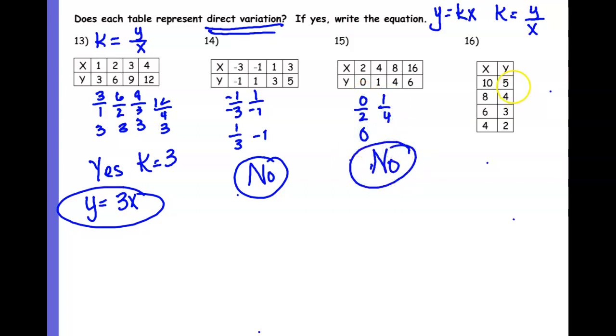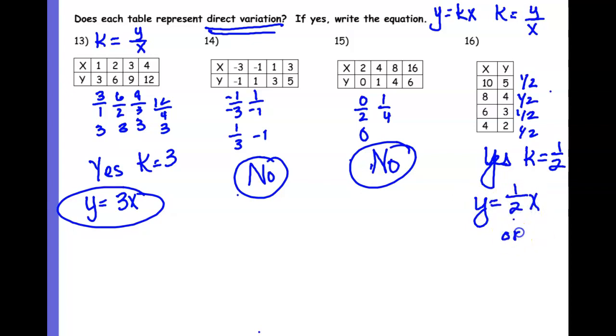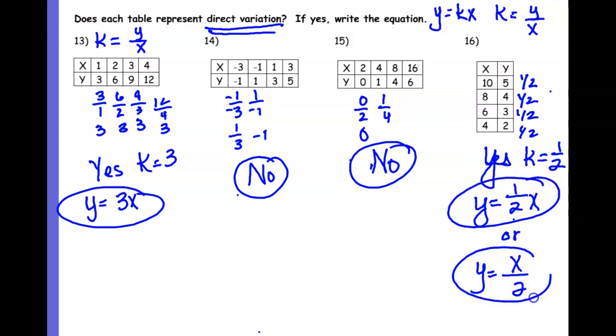Okay, 5 divided by 10 would be 1/2, or 5/10. 4 divided by 8 would be 4/8, which would be 1/2. Here we have a half and 1/2. So that would be yes. And in this case, our k would be equal to 1/2. So we can write the equation as y is equal to 1/2 x. Or you might see it as y is equal to x divided by 2. They would be equivalent, okay?